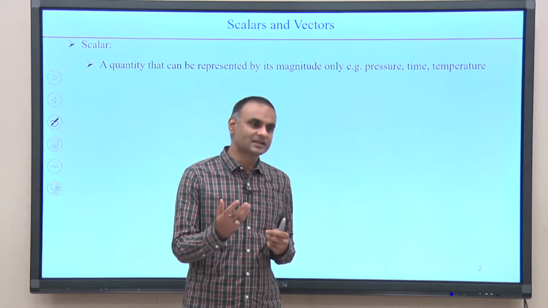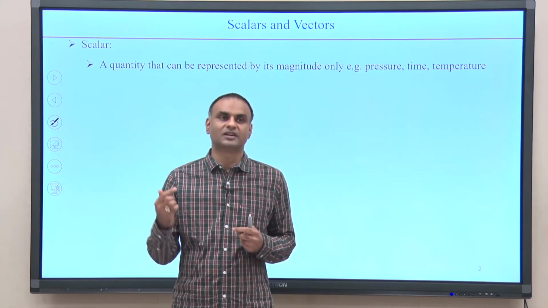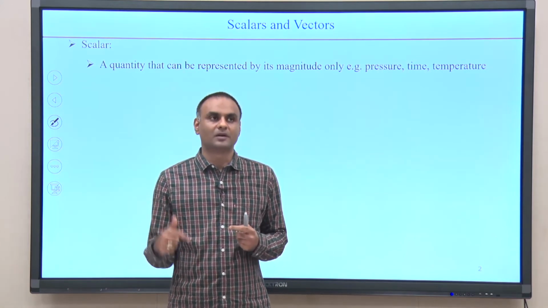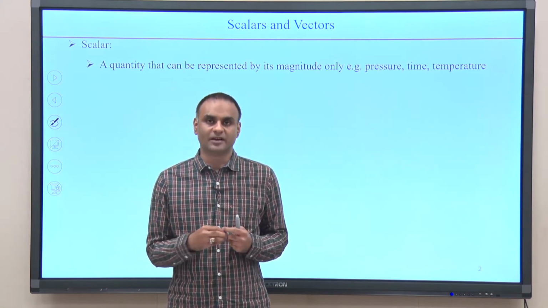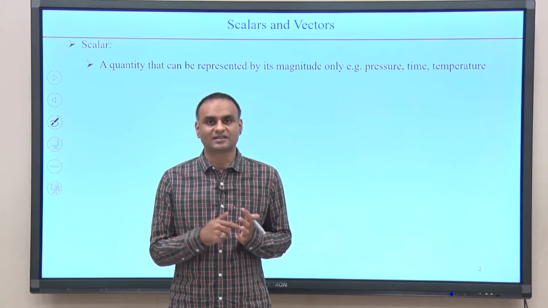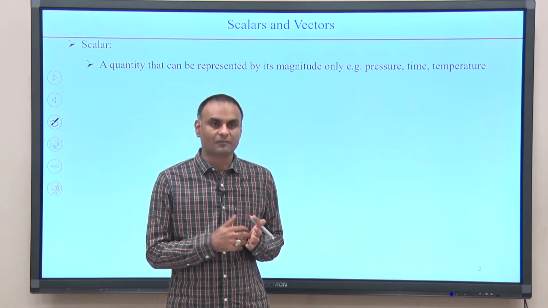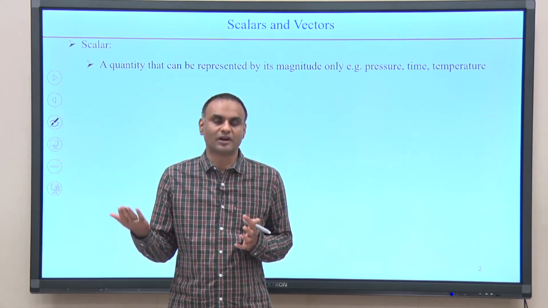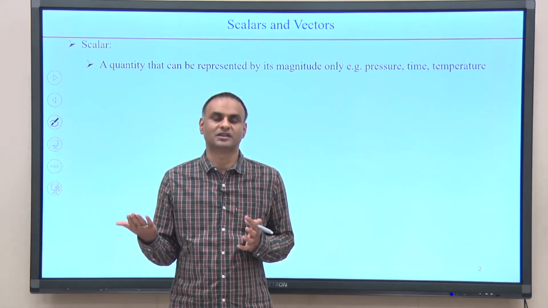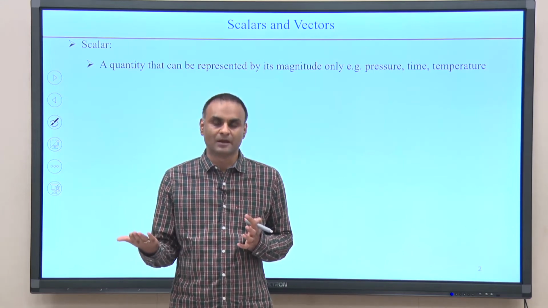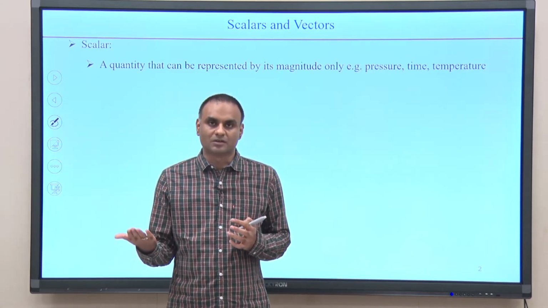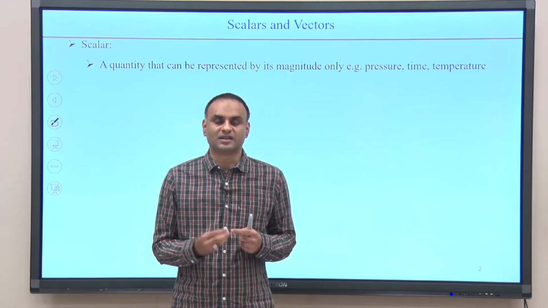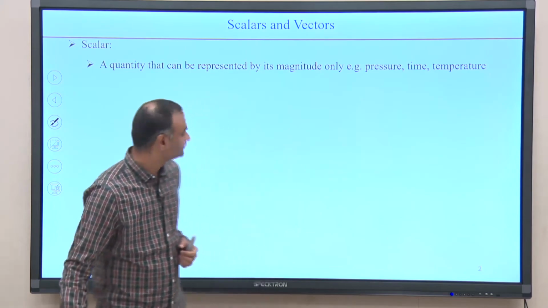We do not need a direction to define temperature. Pressure, somebody might say that we need to say that the pressure acts on a surface normal to it, but by the very definition of it, pressure always acts normal to a surface. The formula for pressure is force per unit area. So, whatever area that we are considering, the direction of pressure will be normal to that surface. So, pressure is again a scalar quantity.